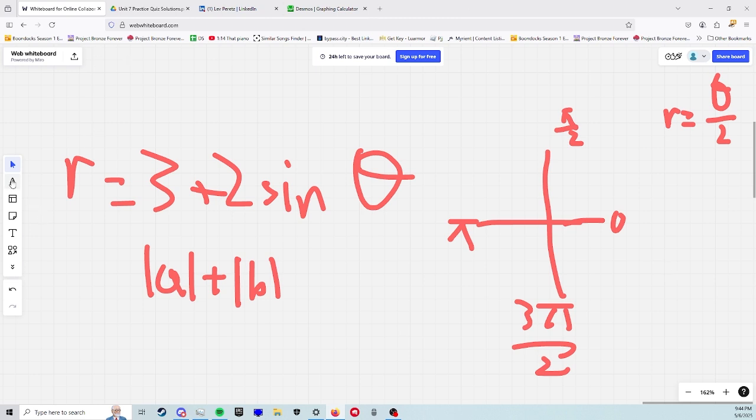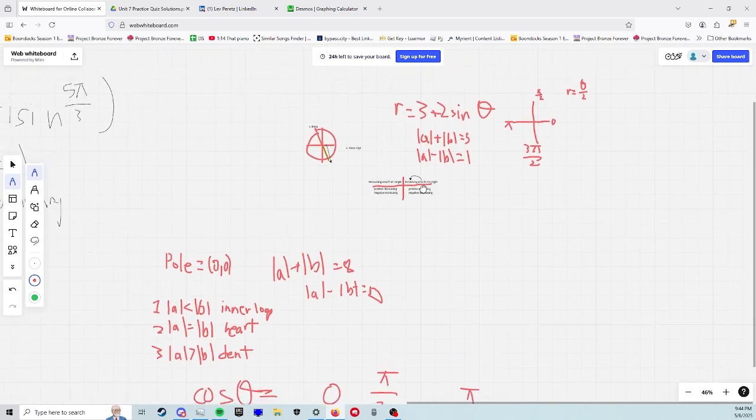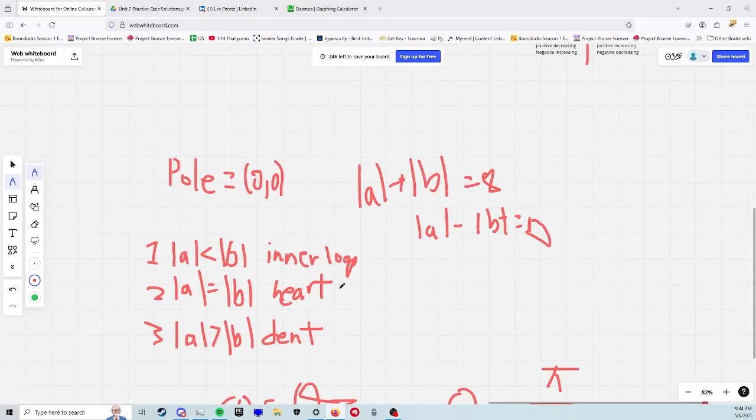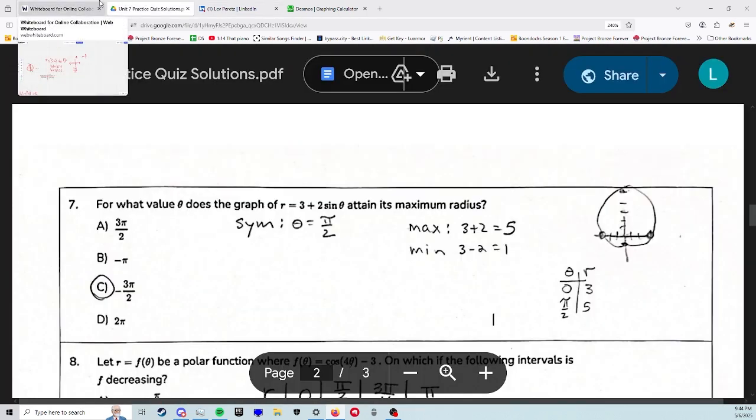So the maximum value is 5, and the minimum value is the absolute value of a minus the absolute value of b, which equals 1, since 3 is bigger than 2. If we look at this, a is larger than b, which means it's a dent graph, right? Yeah, it's a dent graph.